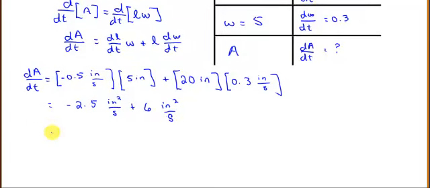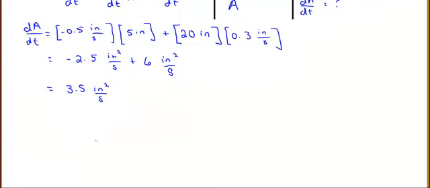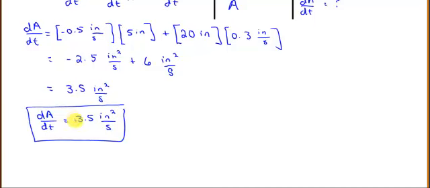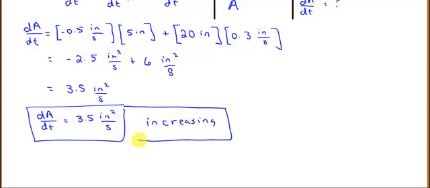And combining those, we would get 3.5 square inches per second. So the instantaneous rate at which the area is changing, dA/dt, is 3.5 square inches per second. And then we're asked, is the area increasing or is the area decreasing? Well, since this instantaneous rate of change is positive, the area is increasing. And this is another example of a related rate problem.